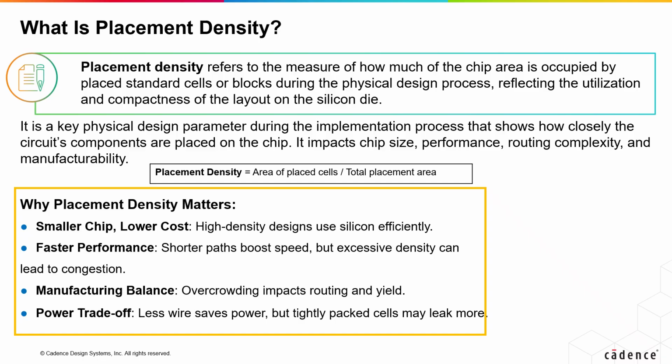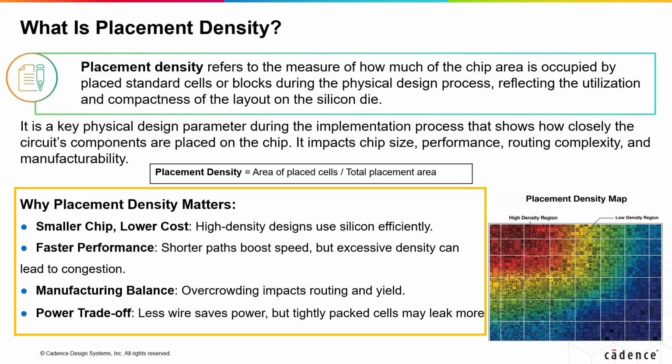shortening signal paths. However, pushing density too high can lead to routing congestion, making it more difficult to connect components and potentially lowering manufacturing yield. There is also a power trade-off. While shorter wires reduce power consumption, extremely dense layouts may increase leakage currents.